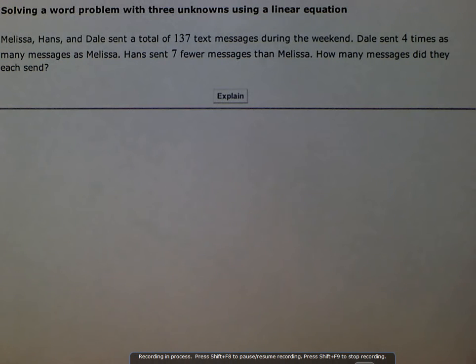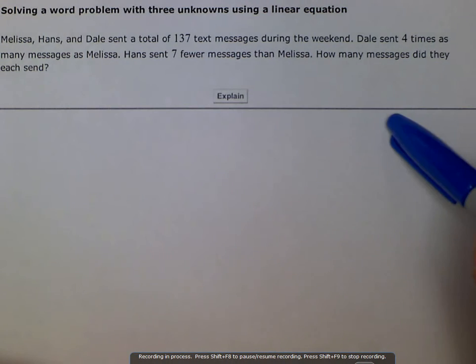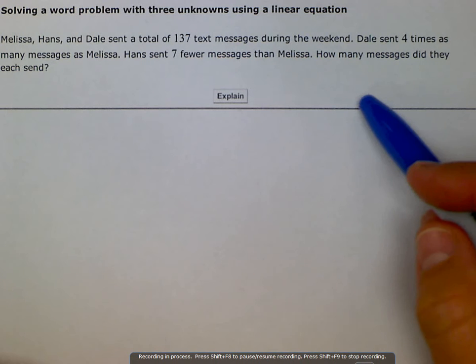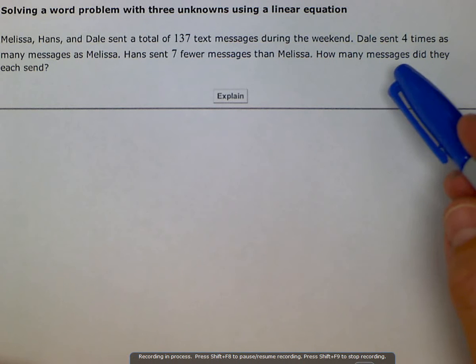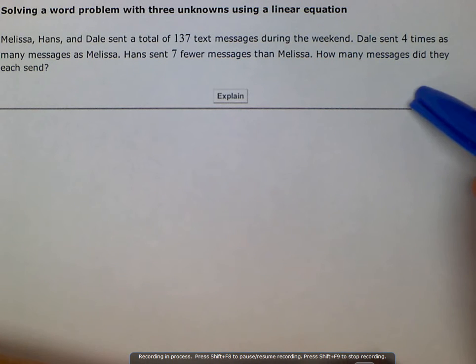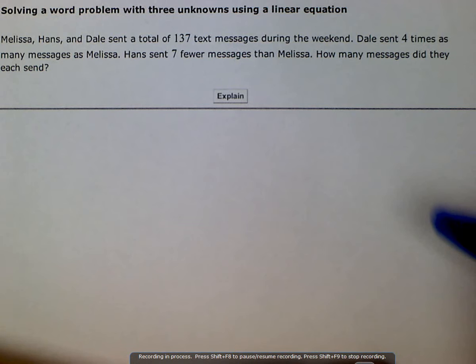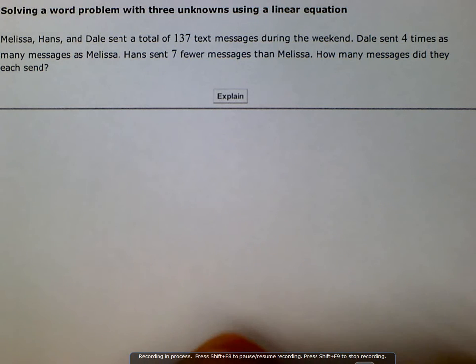Here we have a story problem with three unknowns, and we need to solve for each of the unknowns. We'll do that by representing the unknowns as an expression of one of the other unknowns. So we can label these unknowns.